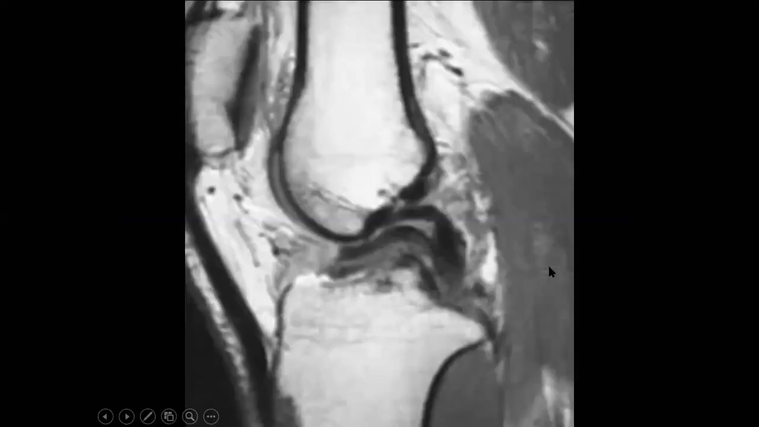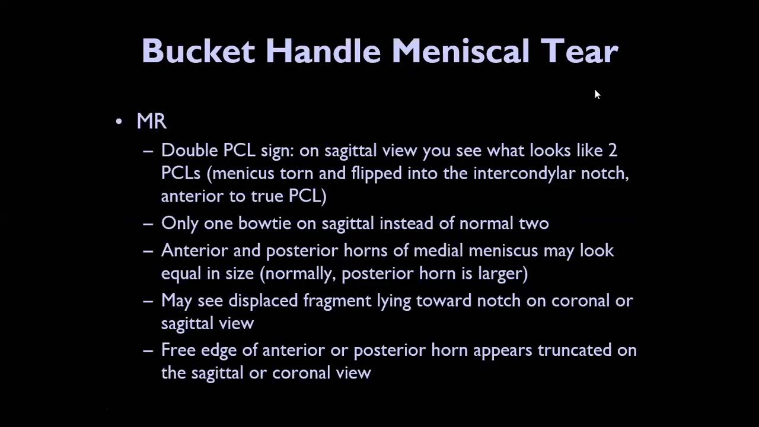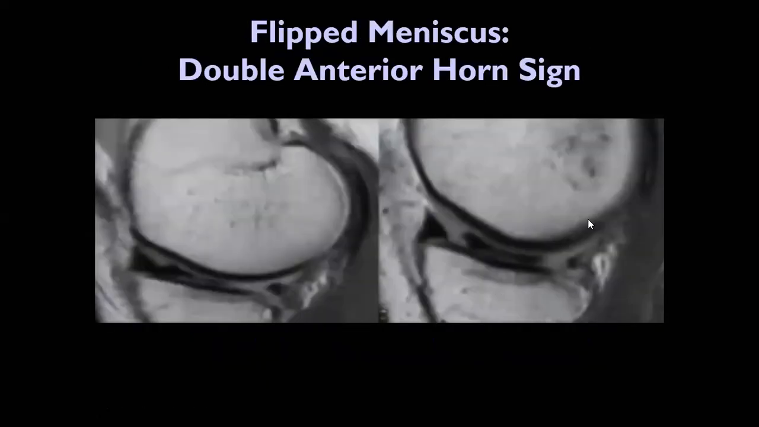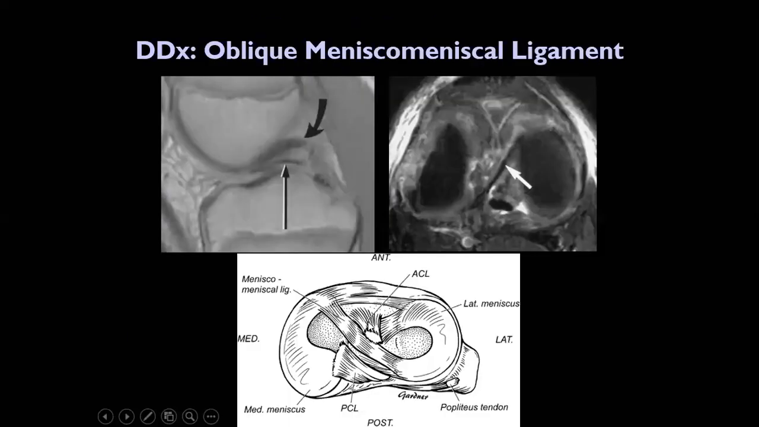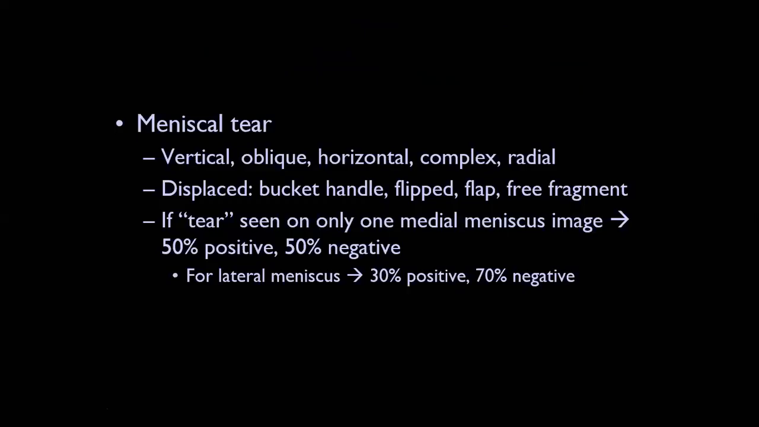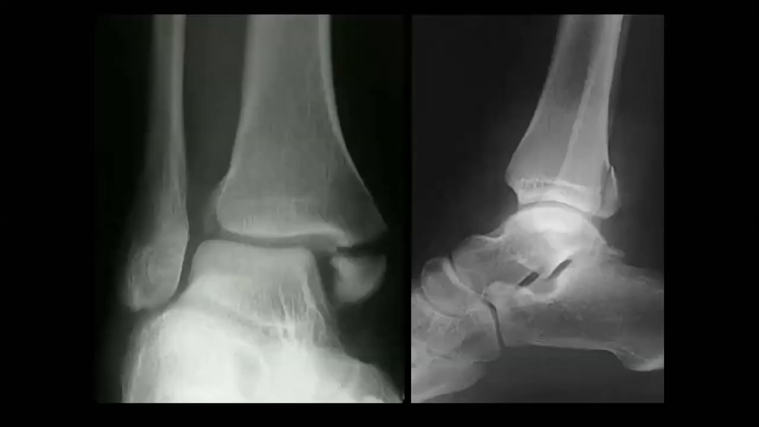Perfect. This one also is very common. We mentioned it last session, but okay. Bucket handle tear with double PCL sign. Let's go further. And this one is a flipped meniscus. When you find a double anterior horn sign, that is a flipped meniscus. Perfect. Let's go further, and this is one of the variants. Okay, let's go here.